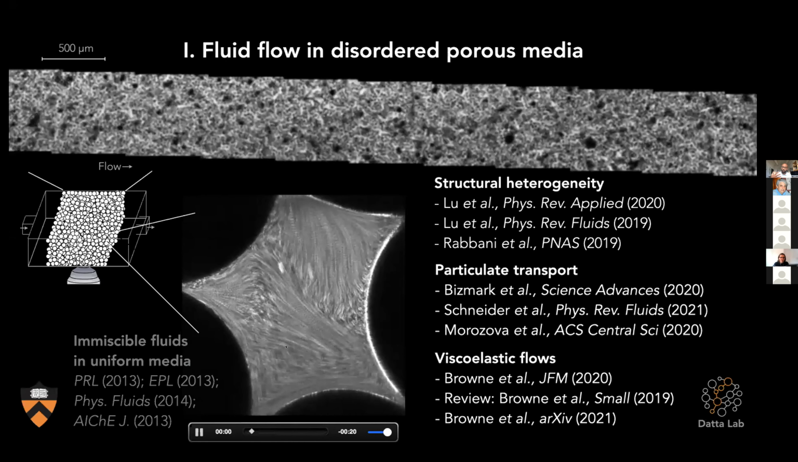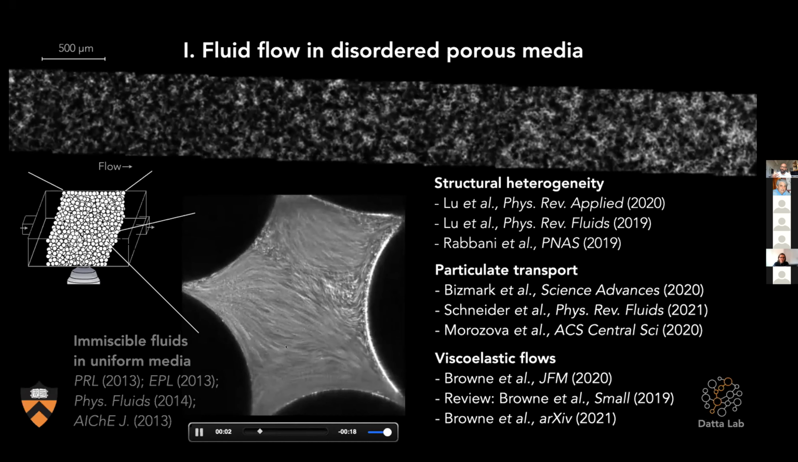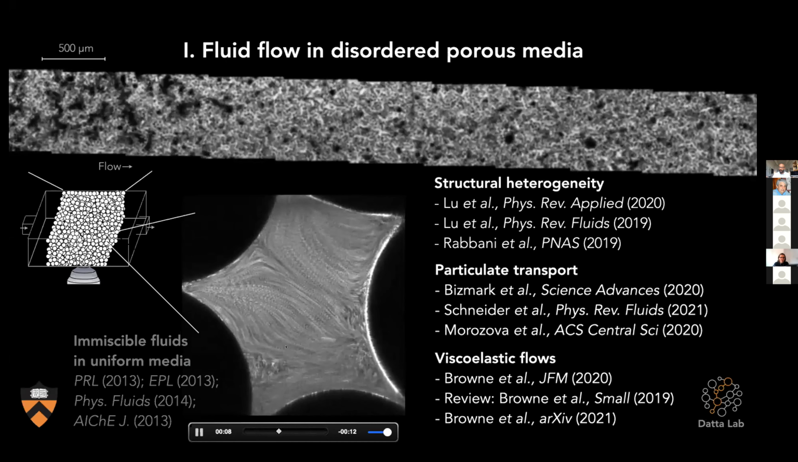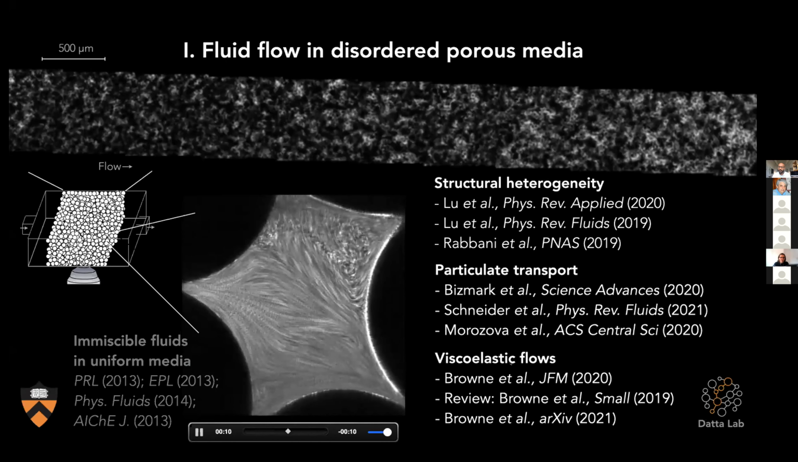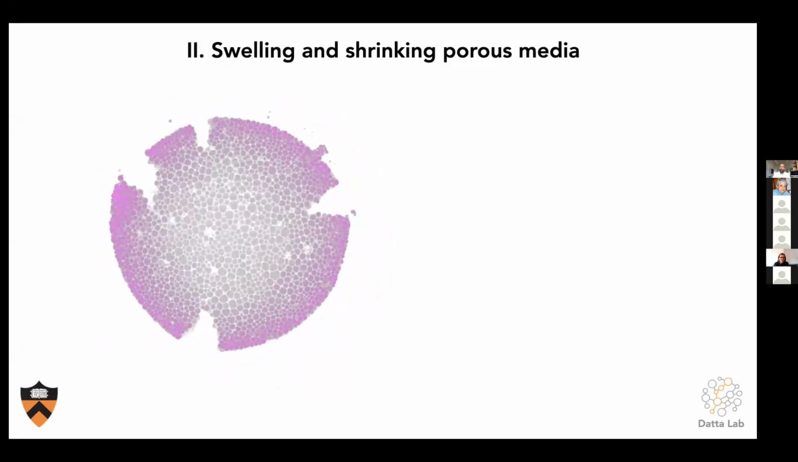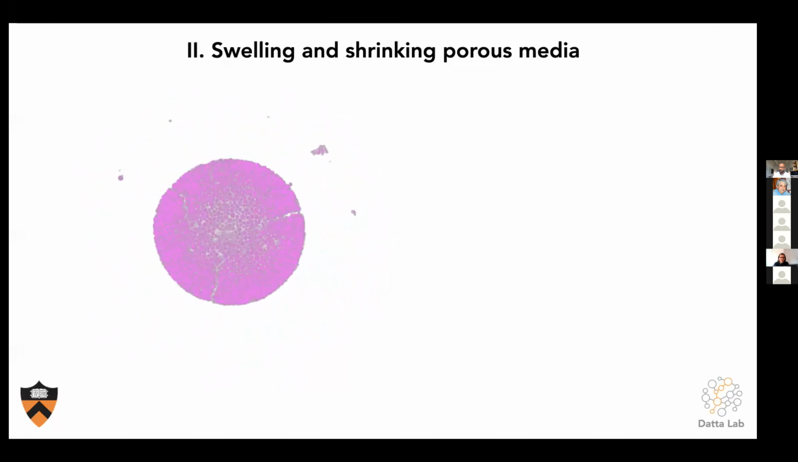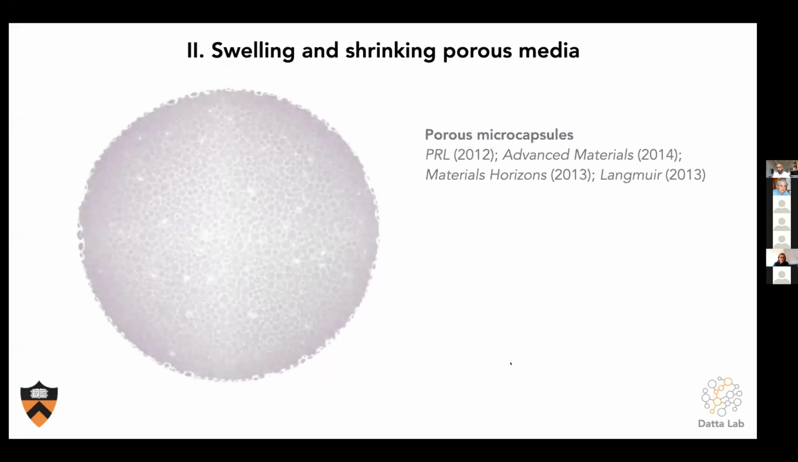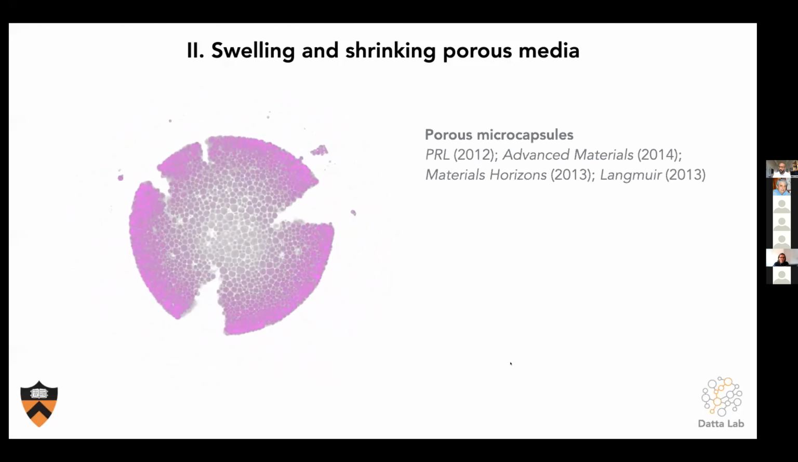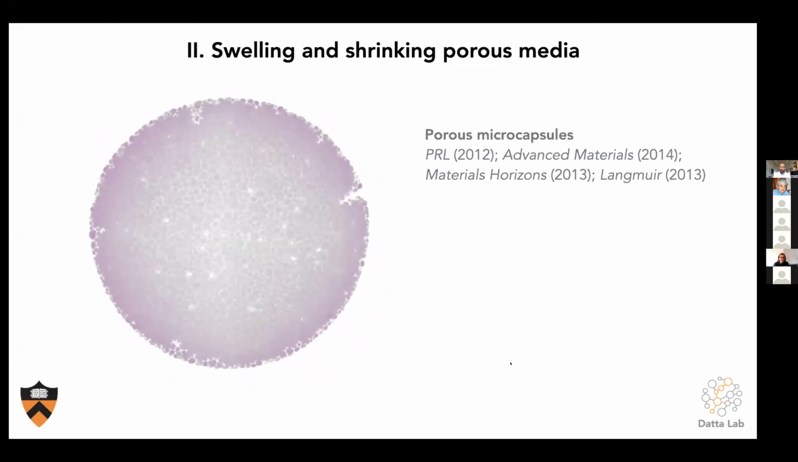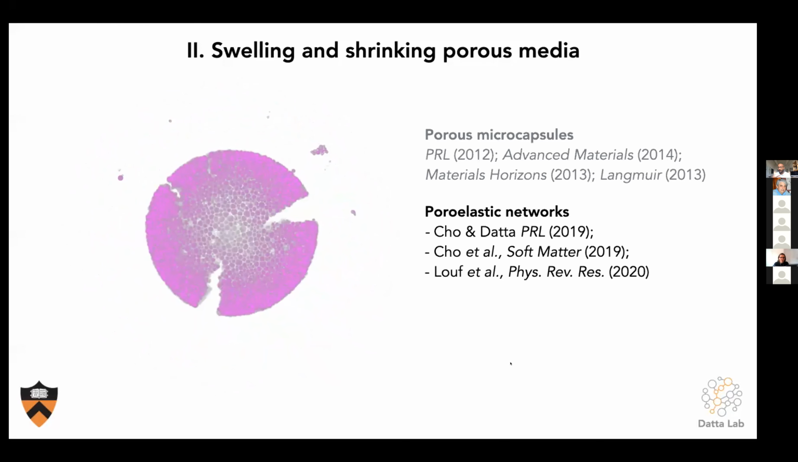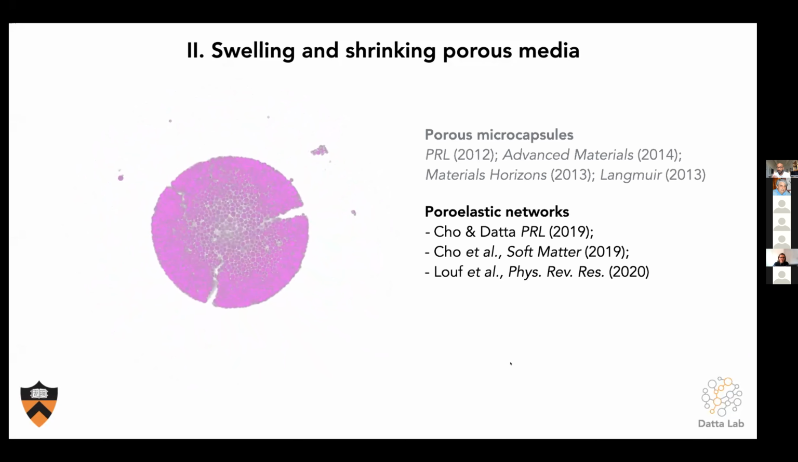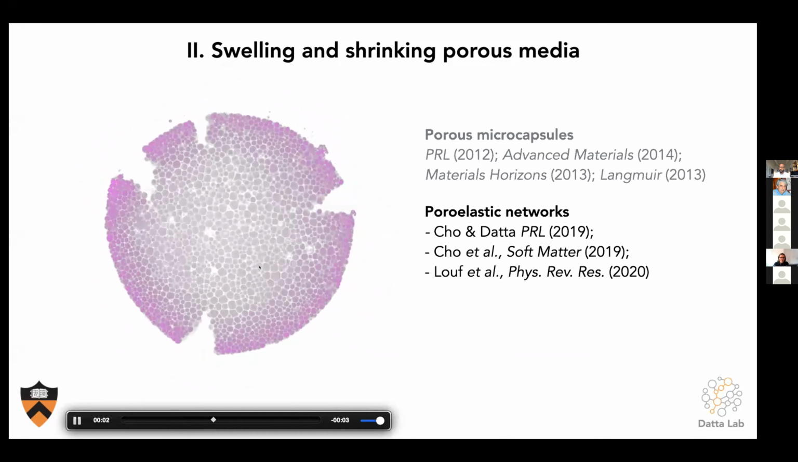And today I'll tell you about some of the work we've been doing trying to understand how this chaotic flow due to polymer elasticity impacts the macroscopic flow behavior. We've also been studying what happens when you have swellable and shrinkable porous media, so they're deformable. Similar to what Marcio talked about in his previous talk, we've been studying porous microcapsules, how they buckle, how they change shape. More recently, my group has been studying what happens when you have poroelastic networks of multiple particles, and it turns out that they can actually self-heal in some surprising ways.